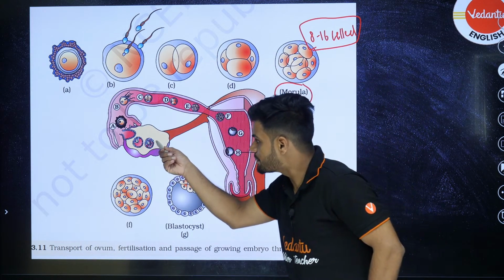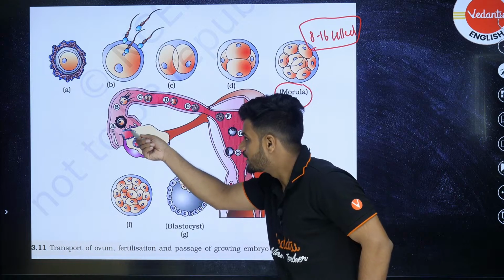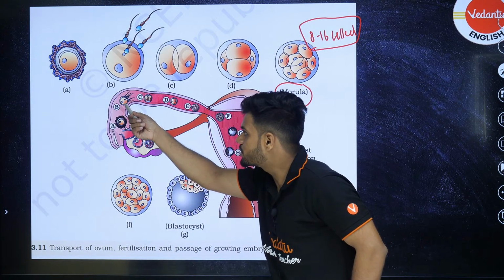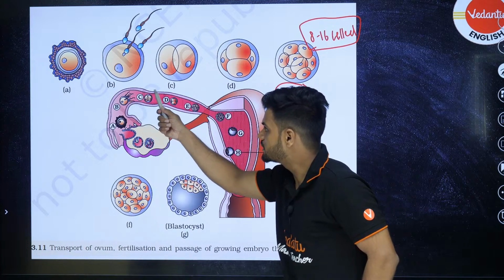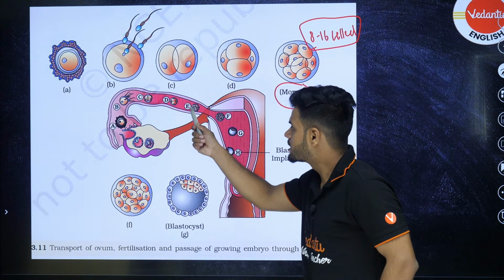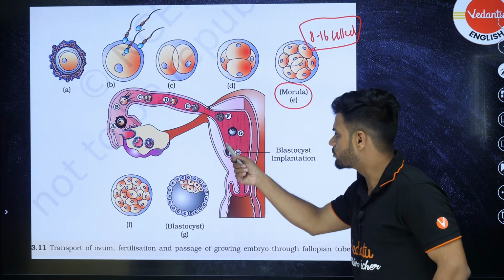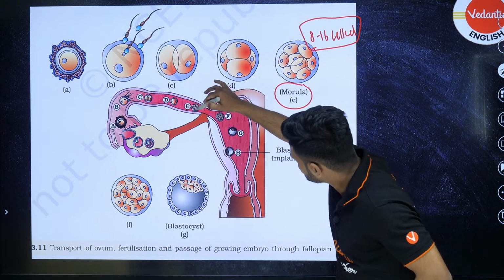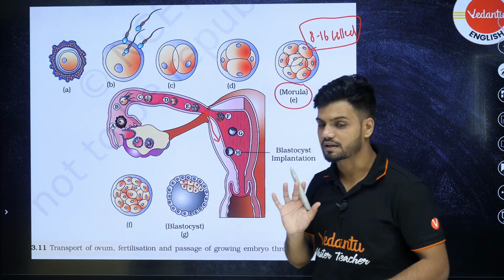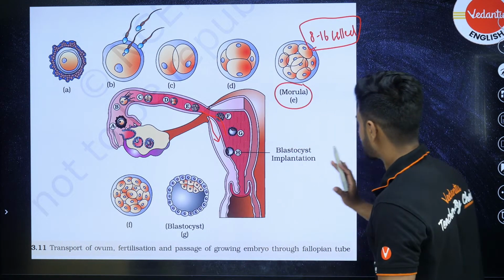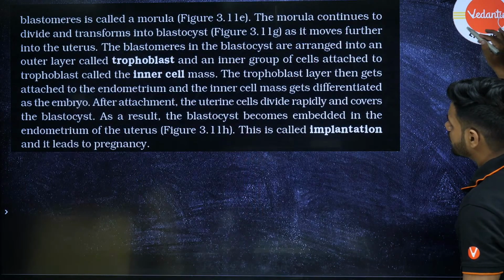What is happening here? Ovulation is happening, the egg is released, and fertilization occurs in the ampulla region. Then 2 cells, 4 celled, 16 celled. The embryo is coming down the uterus now, coming down the uterine lining. Okay? Morula is here. Now, listen to me very carefully.